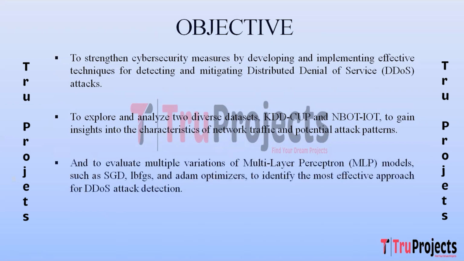And the project involves assessing various configurations of multi-layer perceptron models, a type of artificial neural network. The evaluation includes testing with different optimizers such as stochastic gradient descent, that is SGD, LBFGS, and ADAM. This objective is crucial for identifying the most effective approach to detect DDoS attacks. Each optimizer has unique characteristics, and the evaluation aims to determine which one yields the highest accuracy and reliability in identifying attack patterns.